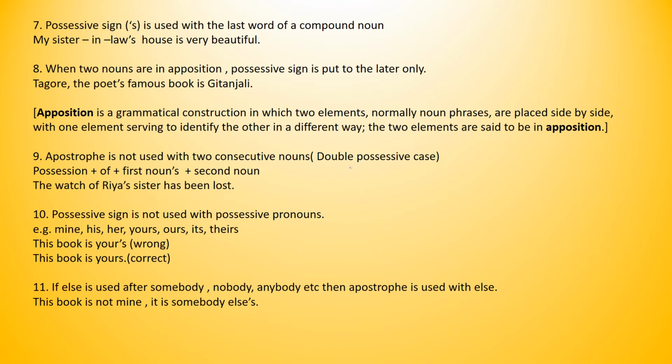When two nouns are in apposition, the possession sign is put on the latter only. Tagore, the poet's famous book is Gitanjali. Apposition means when two different words are used to denote a single noun. So Tagore, about whom we are talking, is a poet. Tagore and the poet are the same person. So here the appositions are Tagore and the poet, which are used for the same person.